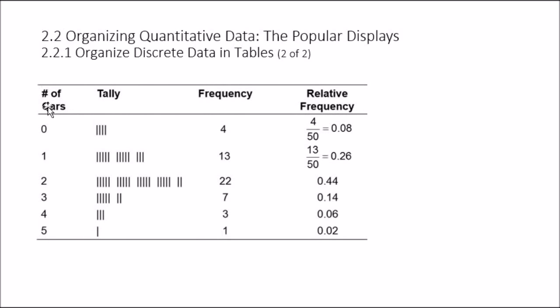In our first column, we put the categories 0, 1, 2, 3, 4, 5, and then the tally. You can skip that altogether, and then the frequency of each class or category. To create the relative frequency column, we divide each frequency by the sum of all frequencies.